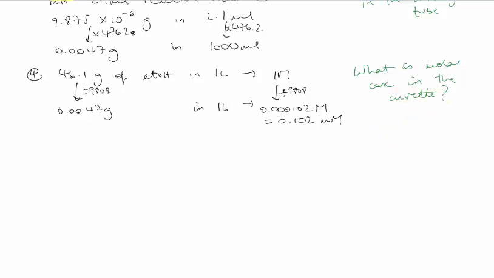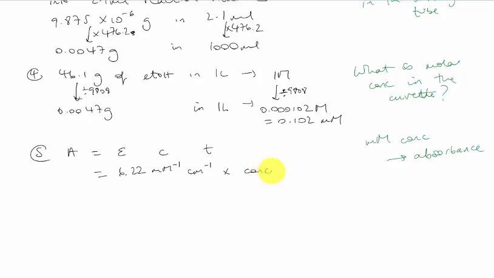So now we need to use our equation. We need to go from millimolar concentration to the expected absorbance, the predicted absorbance, and we know that the absorbance is equal to the extinction coefficient times the concentration times the path length. The extinction coefficient is 6.22 per millimolar per centimetre, and the concentration we also know is 0.102 millimolar, and the path length is 1 centimetre.